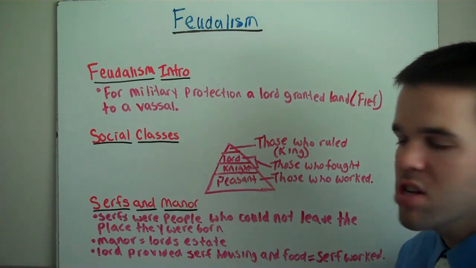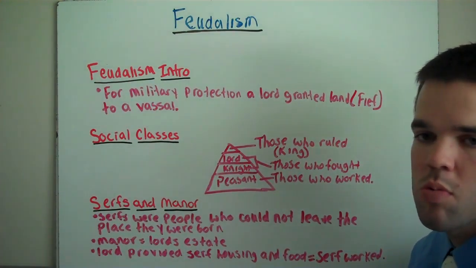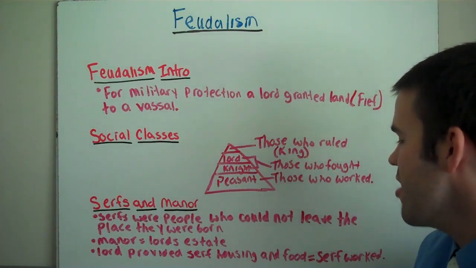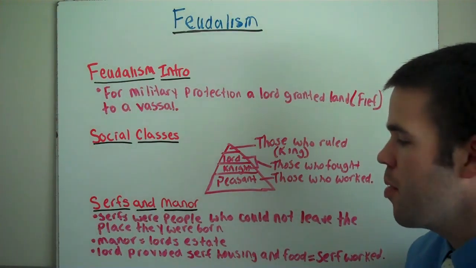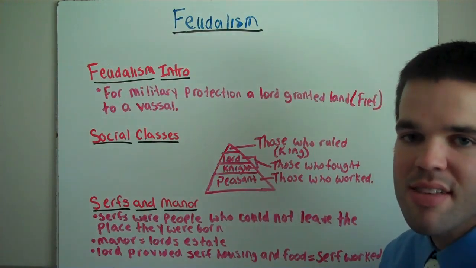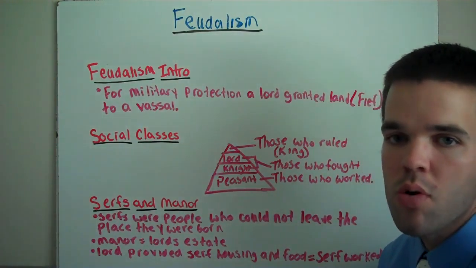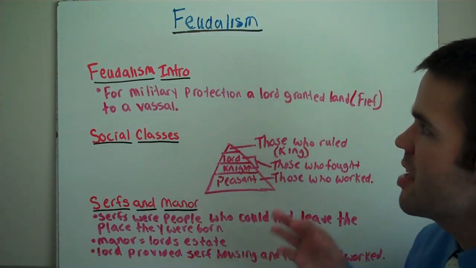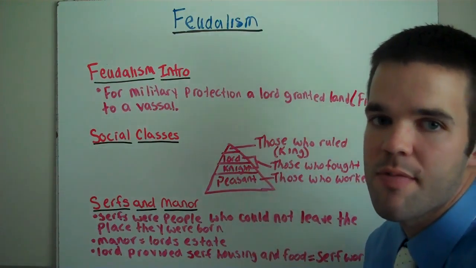We've also talked about serfs and manors. A serf is a person who would work for food and housing. They could not leave the place they were born. They could not leave the manor, which was the lord's estate, but they were not slaves. They were not bought, nor were they sold. Thus ends the feudalism lesson for today.